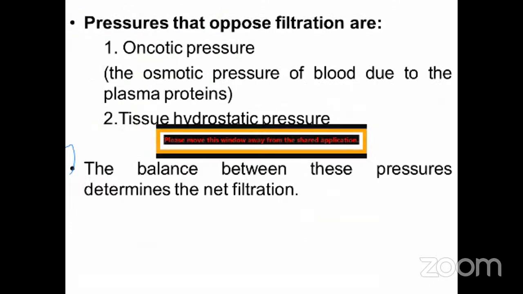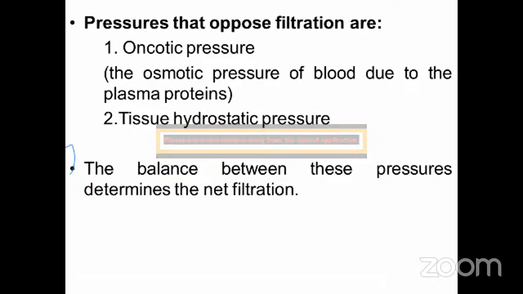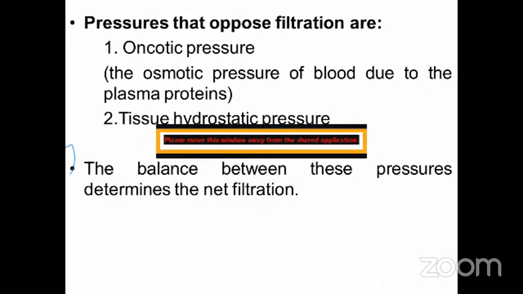The factors which oppose filtration are, first, the oncotic pressure, which is the pressure exerted by the plasma proteins present in the blood, and second, the tissue hydrostatic pressure, that is the pressure created by the interstitial fluid. So oncotic pressure and tissue hydrostatic pressure oppose capillary filtration. The balance between these pressures determines the net filtration.